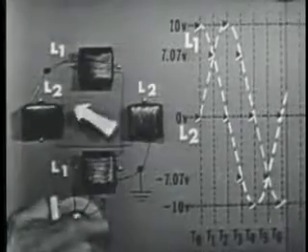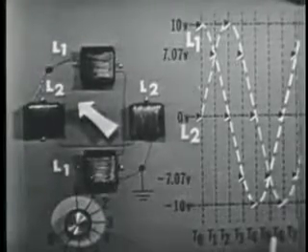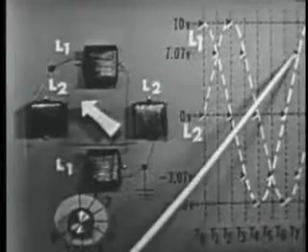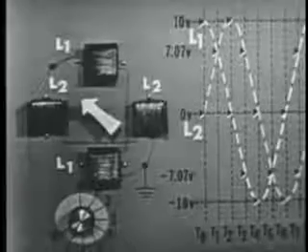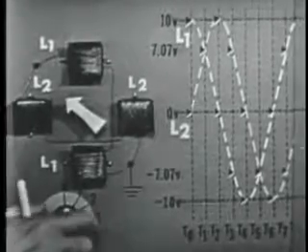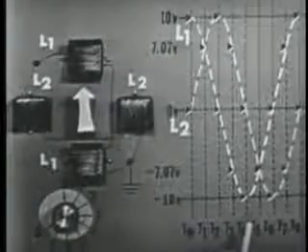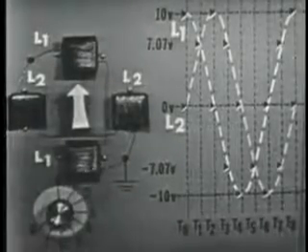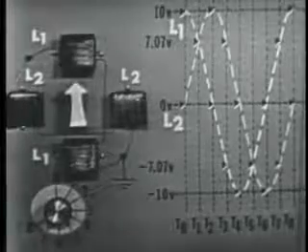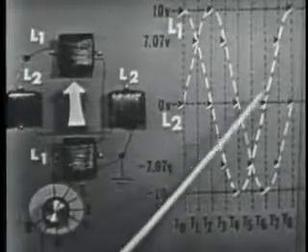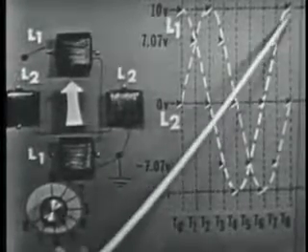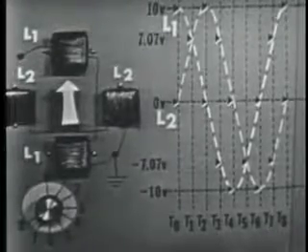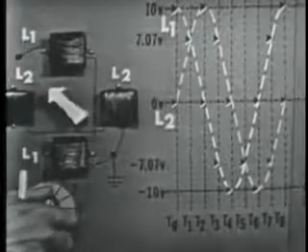Now, at time 7, both coils energized. L2 at negative 7.07, L1 at positive 7.07. And at time 8, we're back at 0 degrees, where we started. And our voltages and polarities are also at the same values we started with. L2 is at 0 volts. L1 is at max positive. So we have rotated the magnetic field 360 degrees.